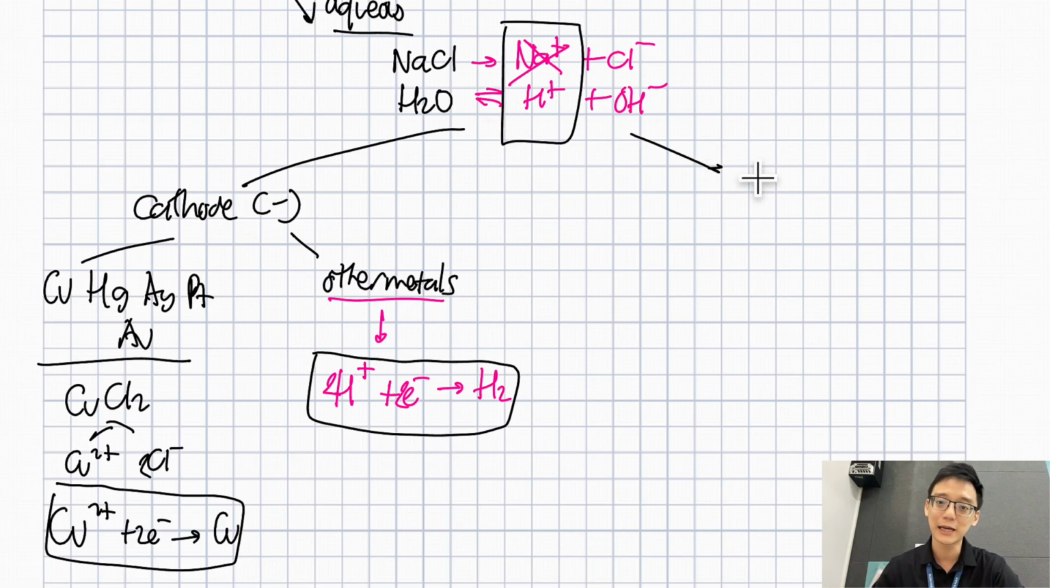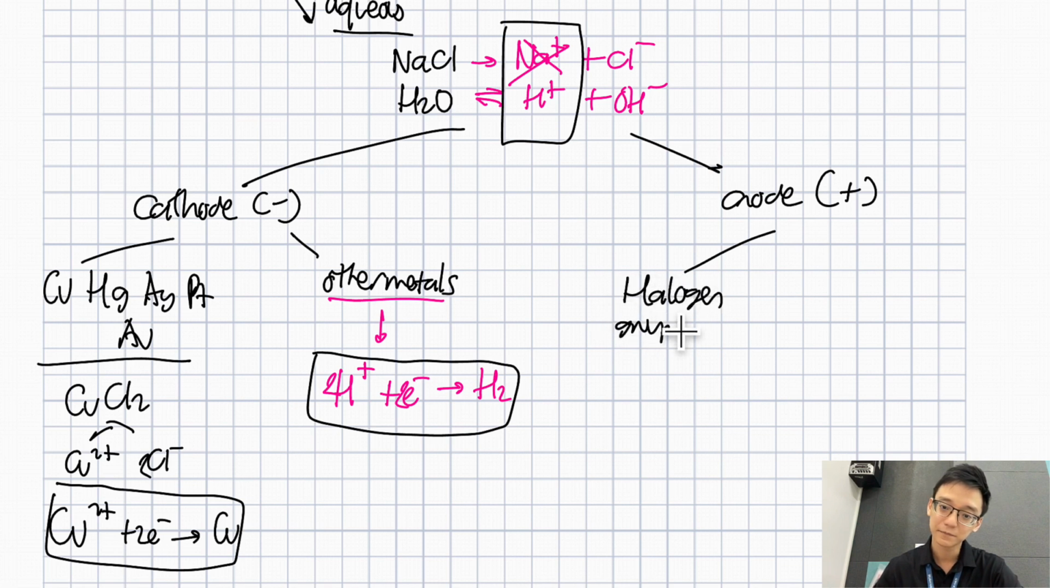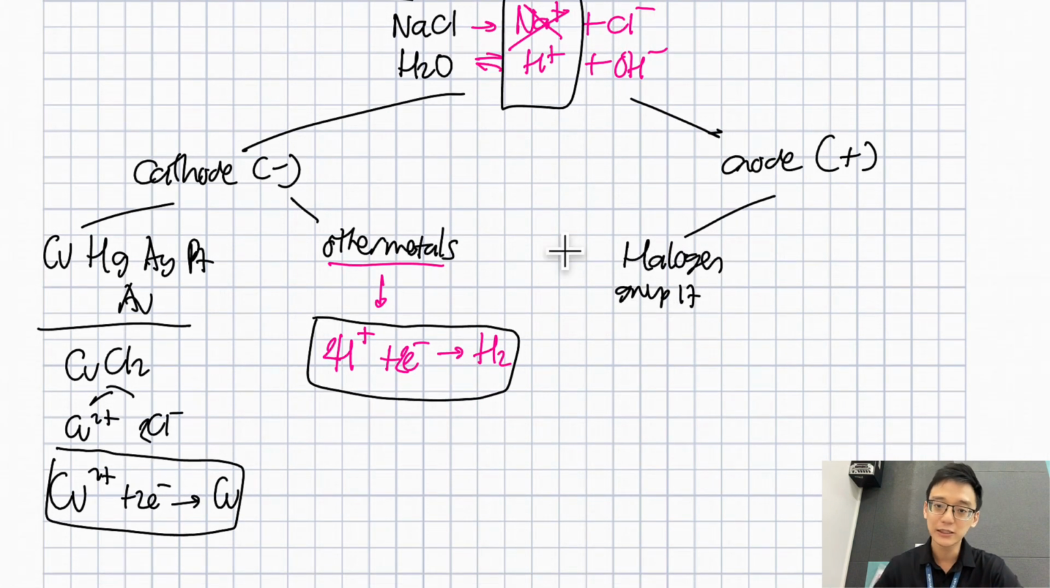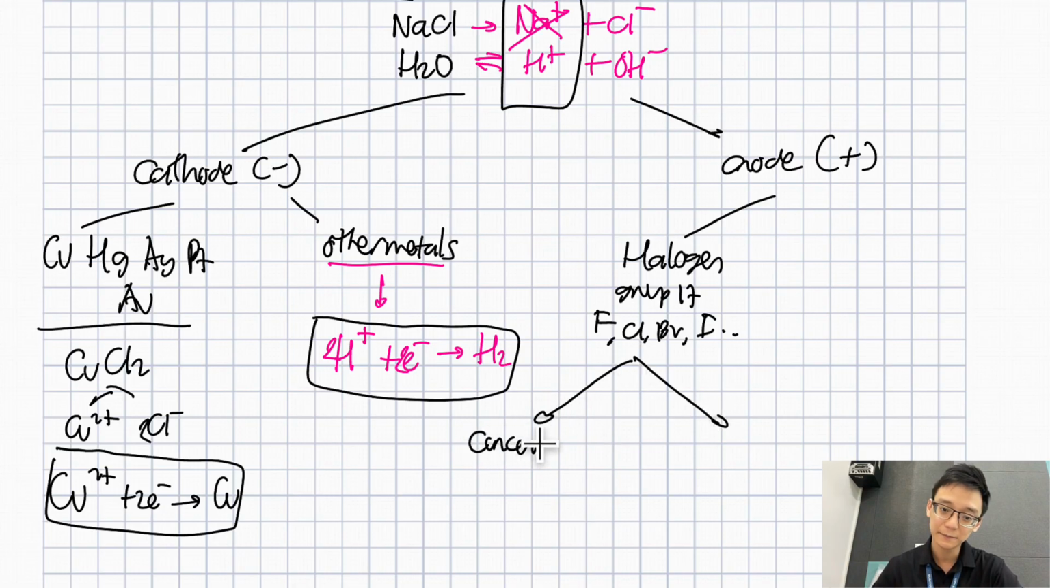Now let's compare the anode, the positive. So if the anode is halogen, halogen is group 17, so halogen typically is just F, Cl, Br, I. Then the halogen itself has 2 options: if it is concentrated and if it is diluted.